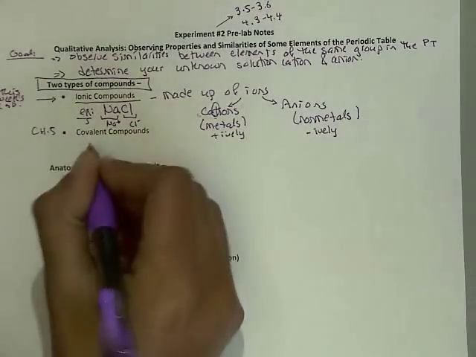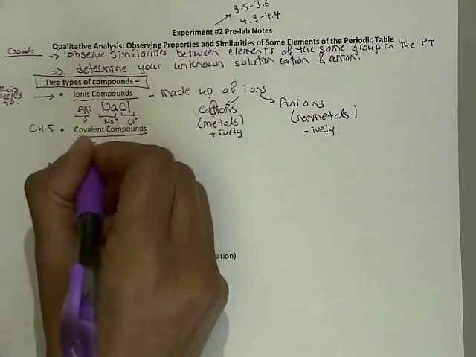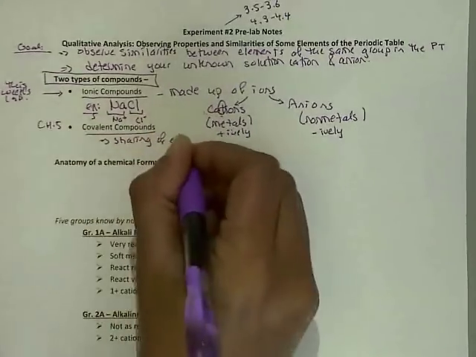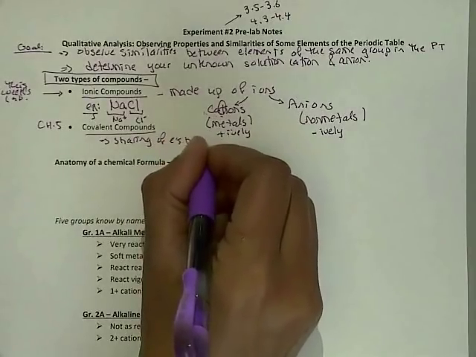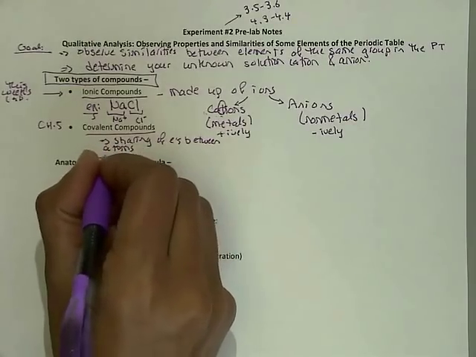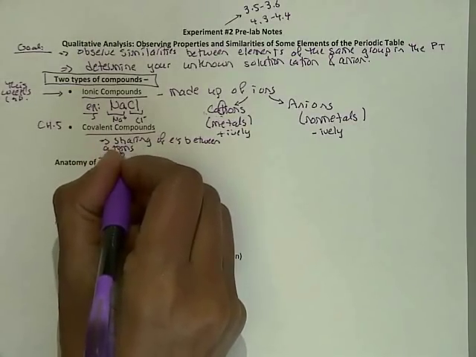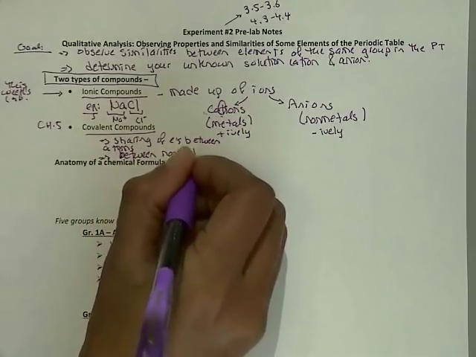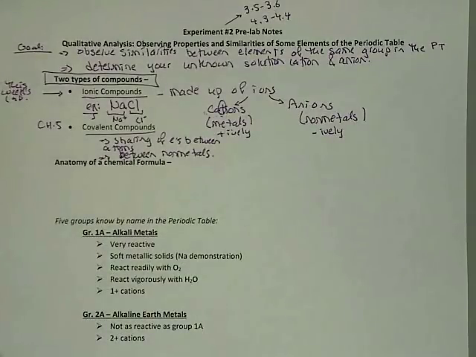Now, for the sake of completion of your notes, covalent compounds involve a sharing of electrons between the atoms, and covalent compounds only occur between nonmetals. You should be very familiar at this point with your periodic table and where your metals and nonmetals are. This was covered in Chapter 1 of your textbook.